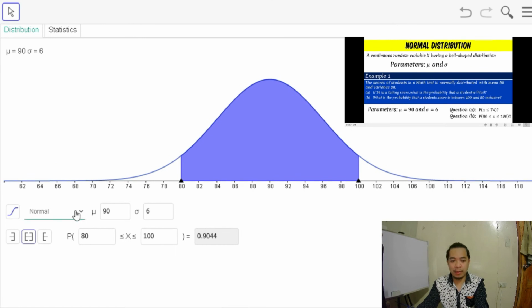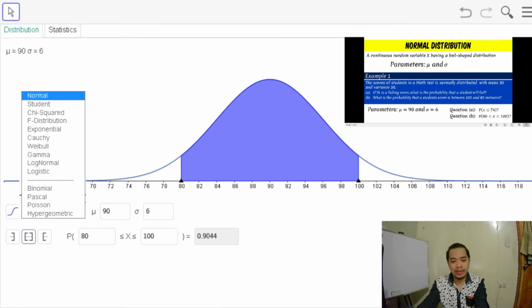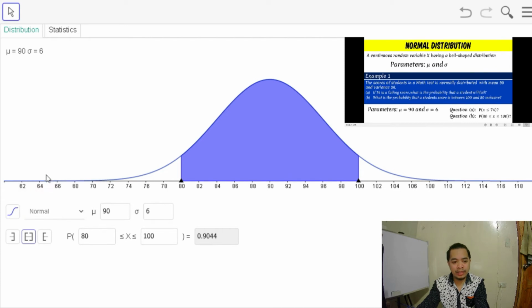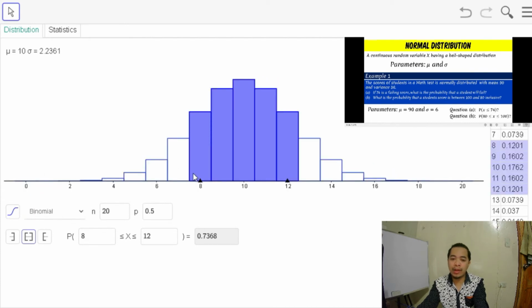For example, let's have the binomial distribution as our next distribution. Remember that a binomial distribution is a discrete distribution. That's why it looks like this. The parameters here are n and p, and the buttons here are very similar to the normal distribution. Before we can use this one, we have to recall what we mean by a binomial distribution.